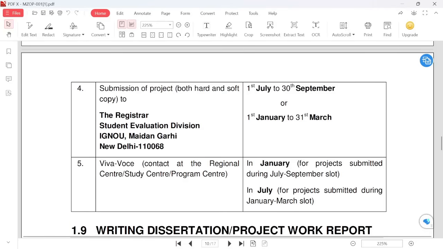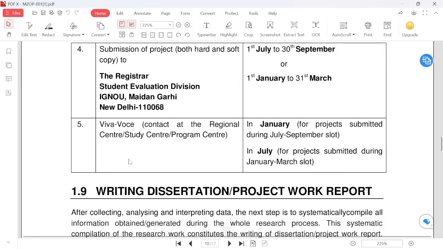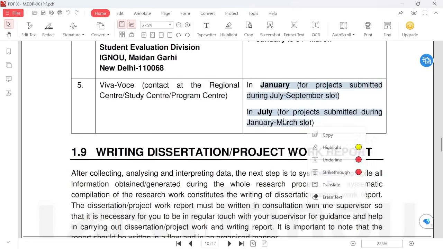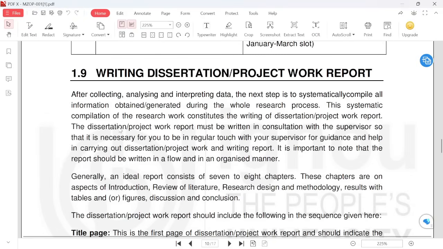Submission of your project, both hard and soft copy: you have to send it to this address. And it's about Viva. You can take it as per the slots available at your study center. Okay, now writing the dissertation.